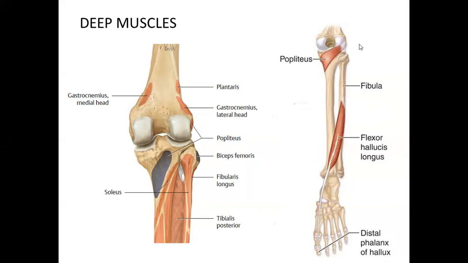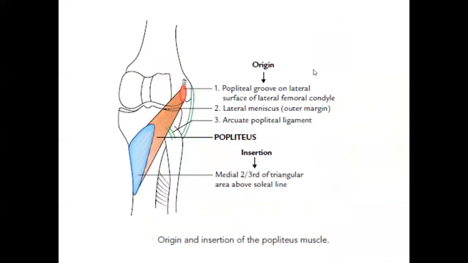Okay. Now, when we look at the origin of this muscle, it arises from the popliteal groove that is present on the lateral surface of the femoral condyle, lateral femoral condyle. It also arises from the lateral meniscus, and it arises from the arcuate popliteal ligament. Okay, so we have three origins: the popliteal groove on the lateral surface of the lateral femoral condyle, the lateral meniscus, and the arcuate popliteal ligament.